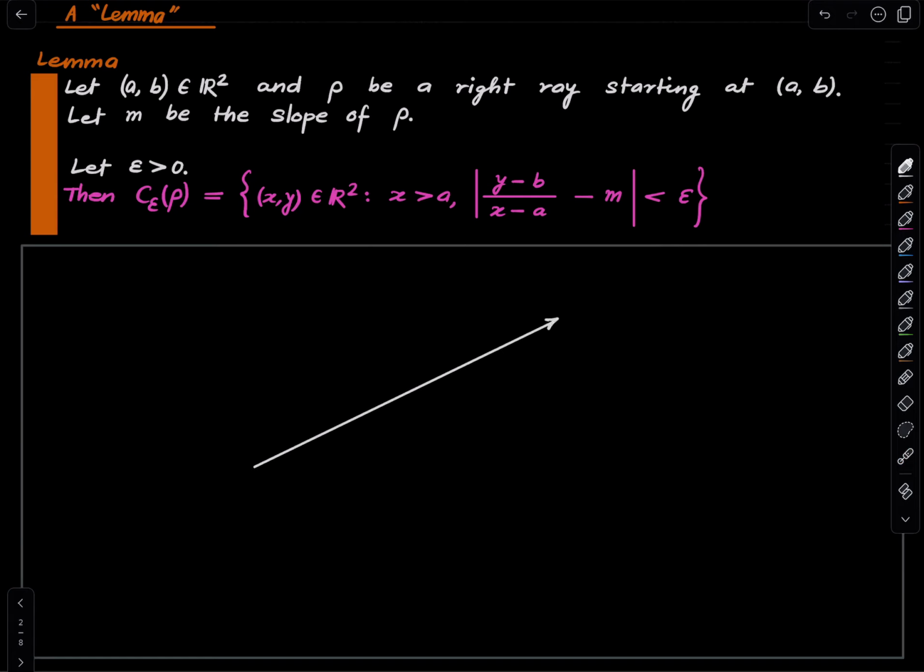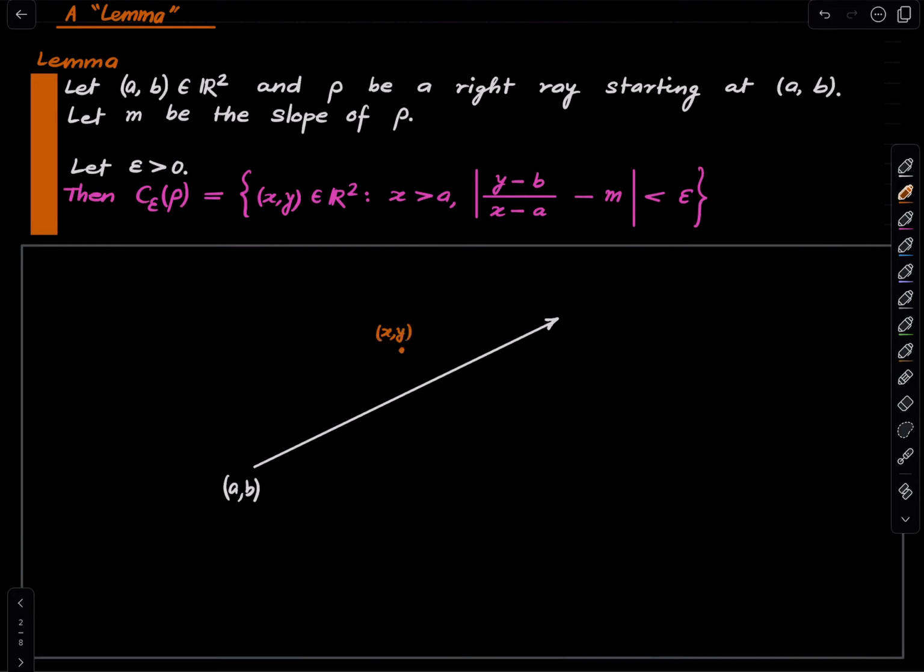So I have drawn this ray starting at (a, b). And suppose I pick a point in this set. I want to show that any point in this set is in the epsilon cone, and the converse, but the converse will be as clear as this one. So okay, I pick a point (x, y) in the set. Let me mark a point somewhere, let's say here, that's (x, y).